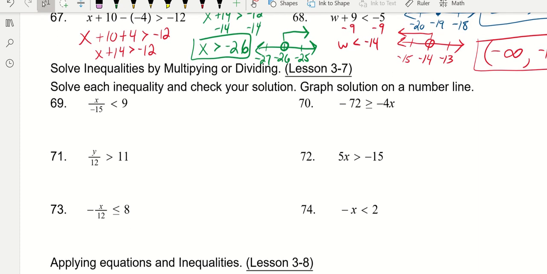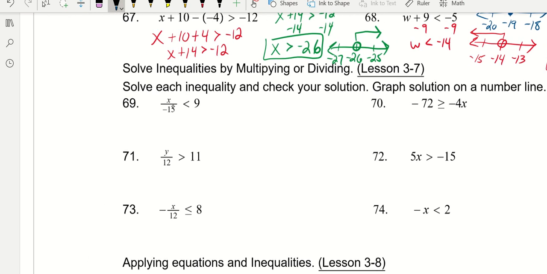All right, 69 through 74, we are dealing with division and multiplication. Remember, when we multiply or divide on both sides by a negative, we have to flip our sign, and that happens on number 69 here. Let me step off to the left. X over negative 15. We're going to multiply by negative 15.